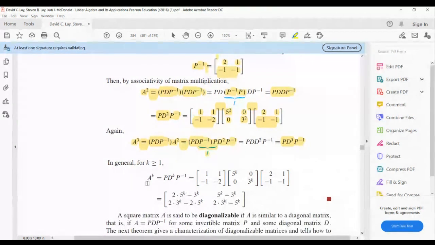So in general, A to the kth power is equal to this product of these three matrices. Along the diagonal in the middle, you have 5 to the kth power, 3 to the kth power, and it allows you then to get formulas for the entries of A to the kth power.